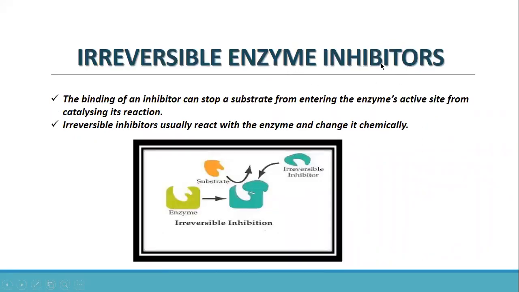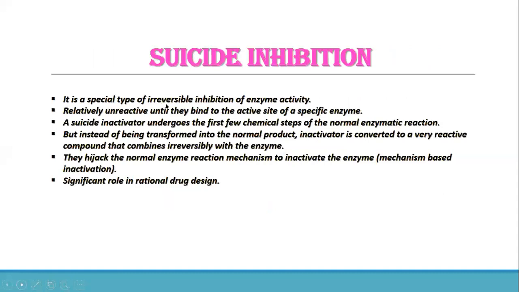Irreversible enzyme inhibitors. The binding of an inhibitor can stop a substrate from entering the enzyme's active site or from catalyzing its reaction. Irreversible inhibitors usually react with the enzyme and change it chemically. Suicide inhibition. It is a special type of irreversible inhibition of enzyme activity; these inhibitors are relatively unreactive until they bind to the active site of a specific enzyme.